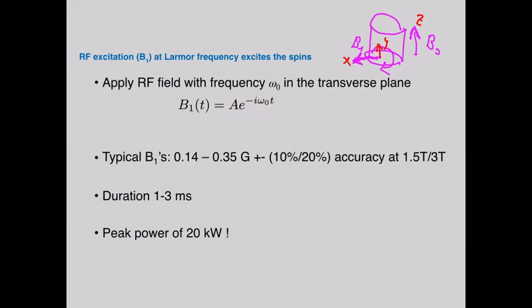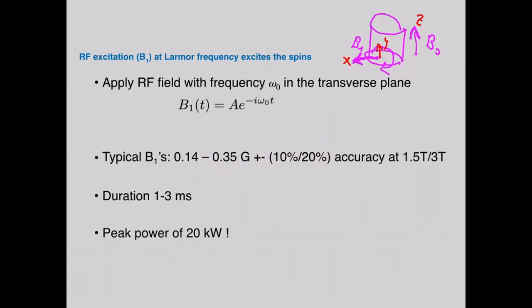Now, the typical size of this B1 is much smaller than the main magnetic field. The RF field is somewhere between 0.14 to 0.35 Gauss. In terms of its distribution in space, we try to make it homogeneous, but it's going to have about 10 to 20% variation throughout the volume. From an accuracy point of view, at 1.5T it's about 10%, and at 3T about 20% variation throughout the field of view.